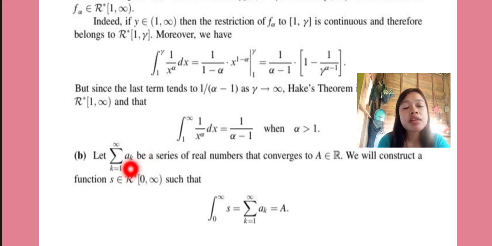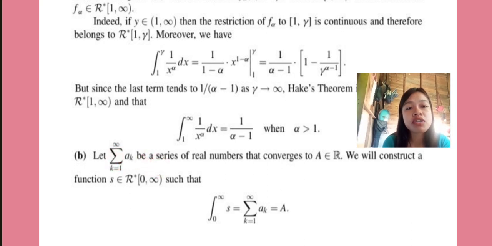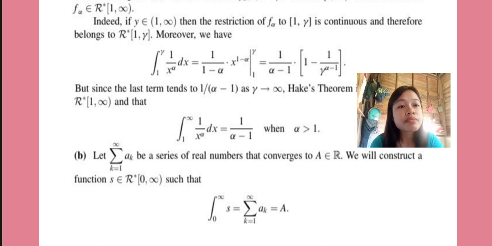Let the summation of a_k, k equals 1 to infinity, be a series of real numbers that converges to A, an element of the real numbers. We will construct a function s in R[0, ∞) such that the integral from 0 to infinity of s equals the summation of k equals 1 to infinity of a_k, which equals A.